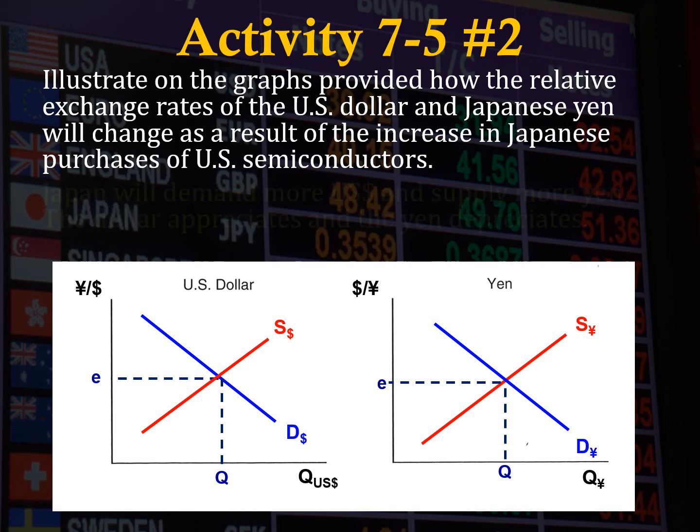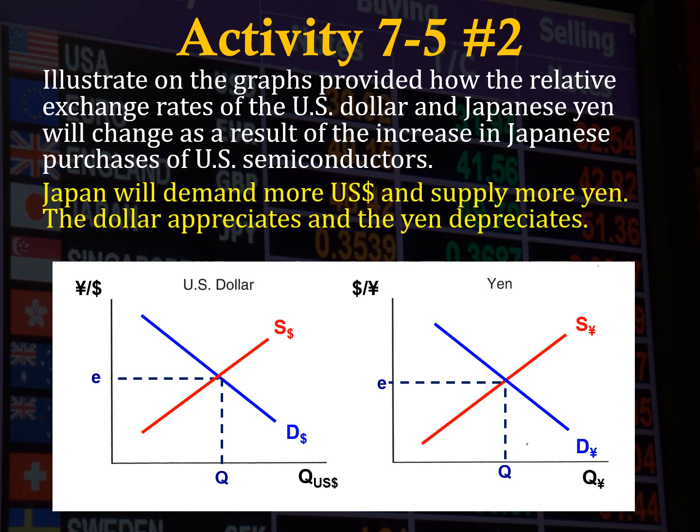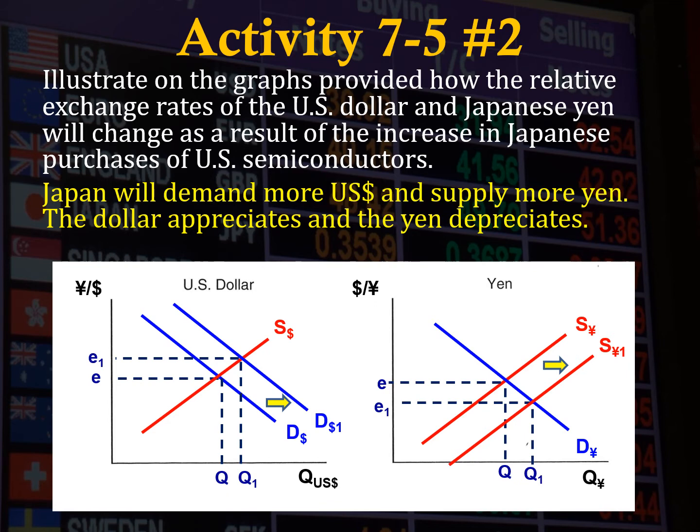Because of the Japanese purchase of U.S. semiconductors, Japan's going to need more dollars to purchase those semiconductors. So that's going to increase the demand for the U.S. dollar, strengthening the dollar. To get those U.S. dollars, Japanese investors are going to have to supply more yen. So that increases the supply of the yen, lowering and weakening the yen.